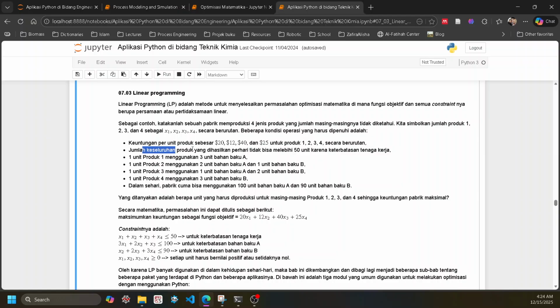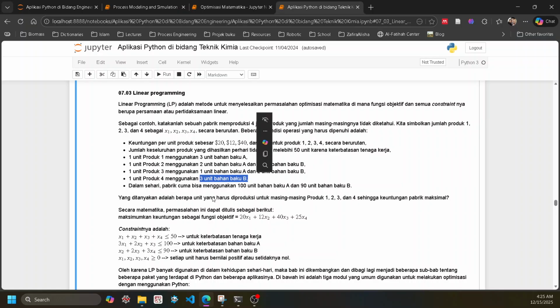The total amount of product per day cannot be more than 50 units. So that's the total production of all products per day, cannot be more than 50 units. And then product one uses three raw material A, and product two uses two raw material A and one raw material B. Product three uses one raw material A and two raw material B. Product four uses three raw material B.